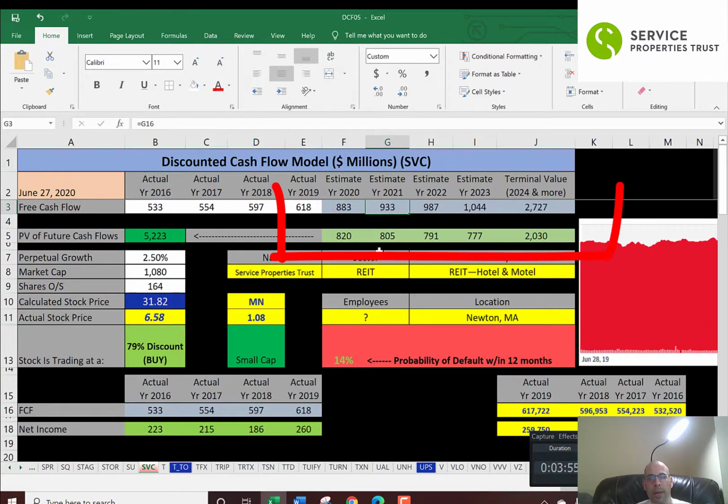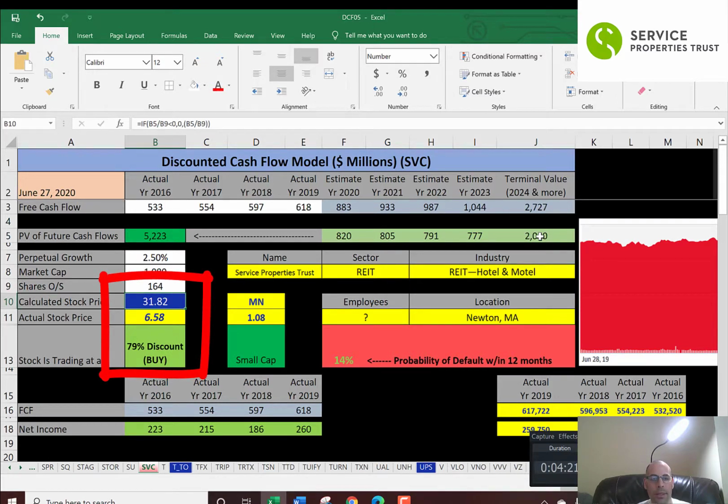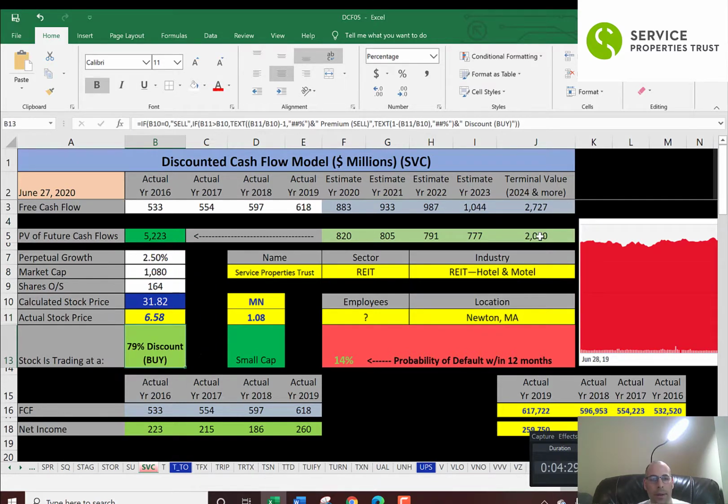So we estimated 4 years of future free cash flows. We also did a terminal value, which is all years past year 4. We discounted those numbers back to today's values. And then the sum is 5.2 billion. That's what we say the company is worth according to its financials. When we take that 5.2 billion and divide it by the shares outstanding, the 164 million, we get a calculated stock price of $32. It's trading at $7, so it's trading at a 79% discount. So it's a buy according to the model.